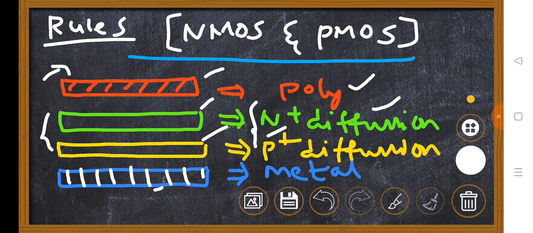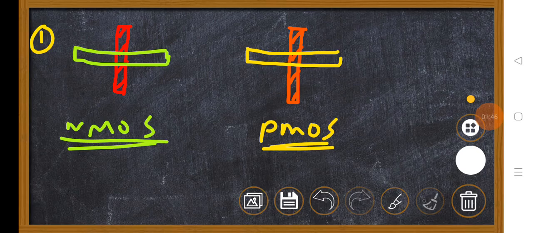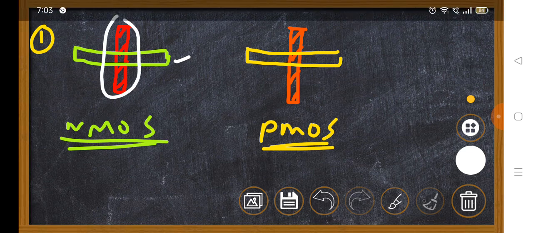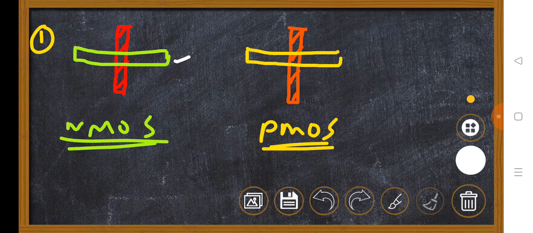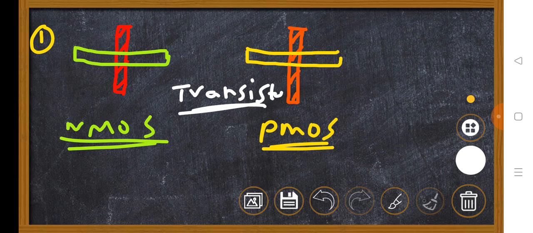Now you can observe the rule number 1 for Nmos and Pmos. This is the first rule. When diffusion crosses polysilicon, a transistor is formed. That is very important. When diffusion crosses polysilicon or vice versa, a transistor is formed.